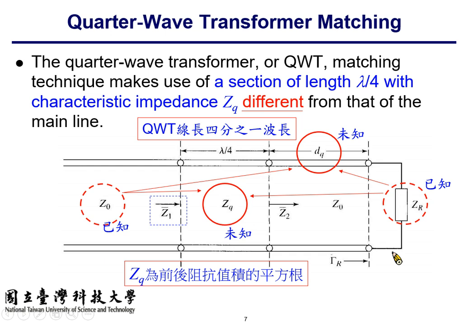What is our design goal? Our design goal is to ensure the input impedance looking from the left of this dashed line, which is Z sub 1, must equal Z sub 0. If this is the case, then we accomplish the goal of impedance matching. So here is the solution. You can have a sneak preview about this problem.